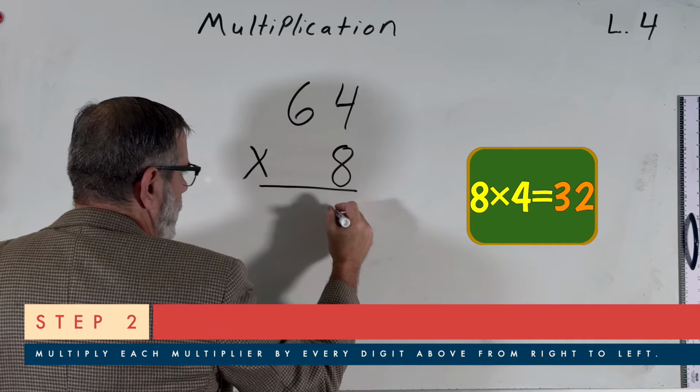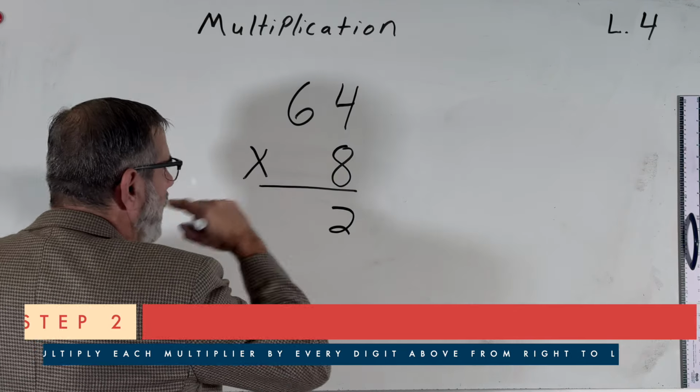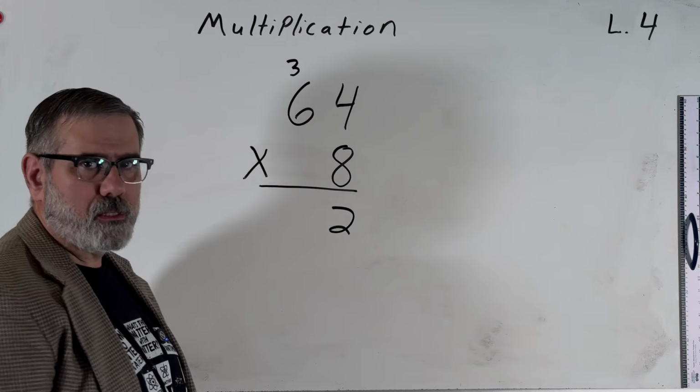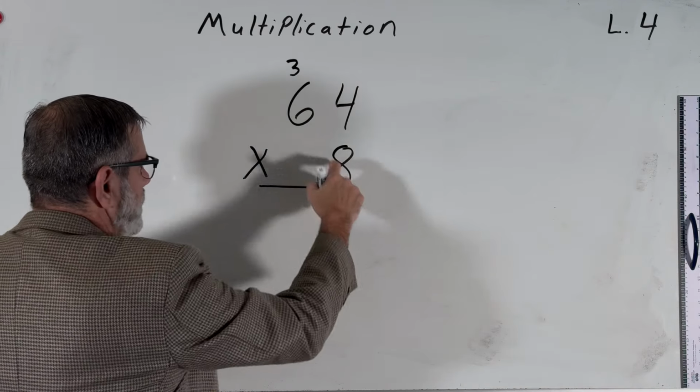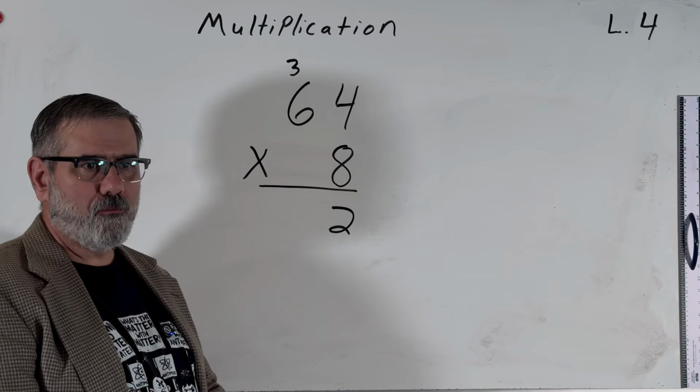8 times 4 is 32. We'll write down the 2 from the ones place right below the 8 here. We'll carry the 3 from 32 above the 6 like this. Next we have to do 8 times 6. Who remembers the 8 times 6 multiplication fact?